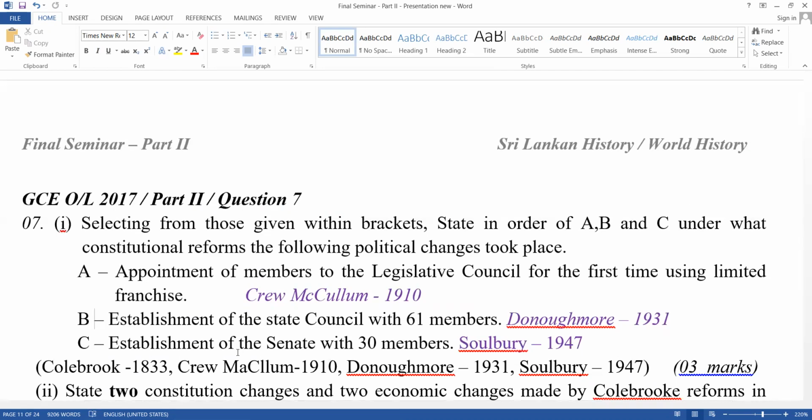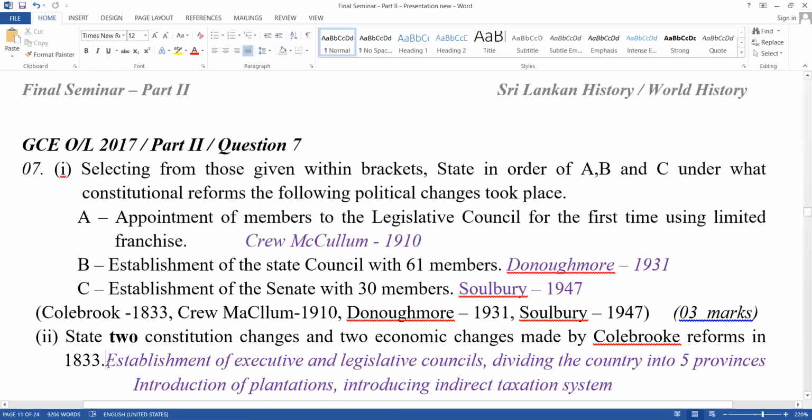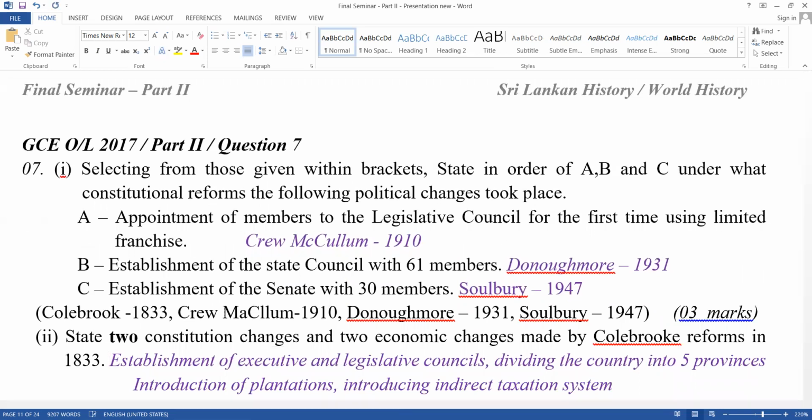State 2 constitutional changes and 2 economic changes made by the Colebrooke-Cameron reforms. The 2 constitutional changes are the establishment of executive and legislative councils and dividing the country into 5 provinces. The 2 economic changes are the introduction of plantations and introducing an indirect taxation system. We discussed that. Even the land sale policy is also economic.